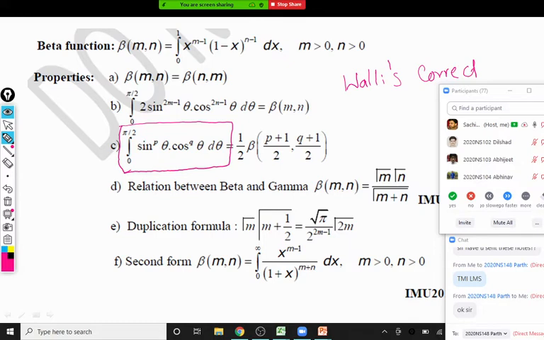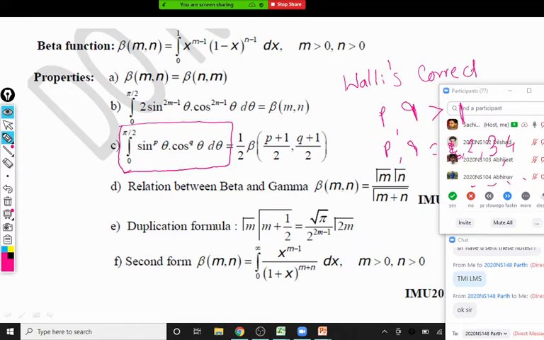This integral can be done by Wallis formula and beta function provided p and q are integers and p and q are greater than 1. Like p and q should be 2 or 3 or 4 and so on. So that time the Wallis formula is applicable.